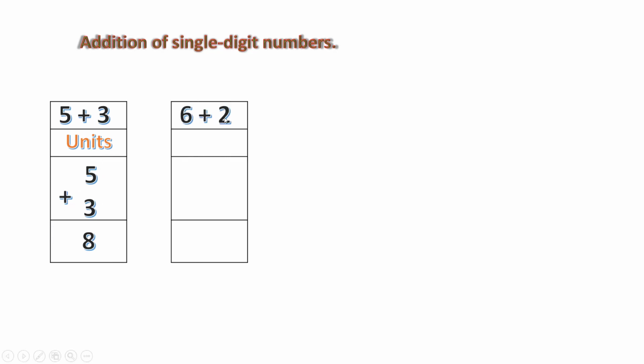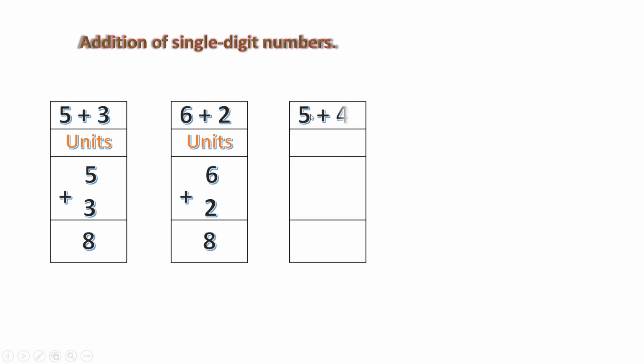6 + 2. Here it is 6 and 2, both numbers are units and we write them in unit place in this way. When we add 6 and 2, we get 8. Now next example, 5 + 4. Here 5 and 4 are units, we write them in unit place in this way. On adding them we get 9.